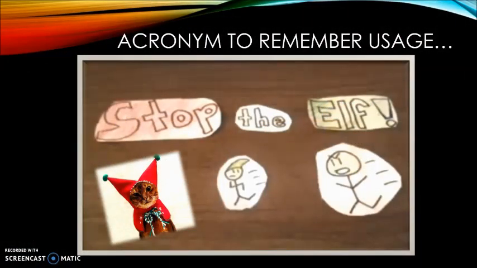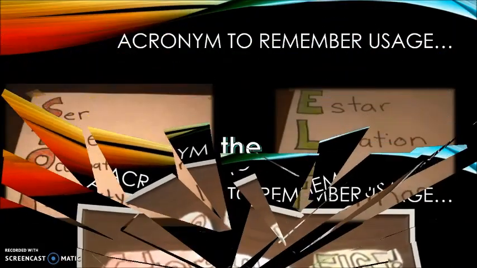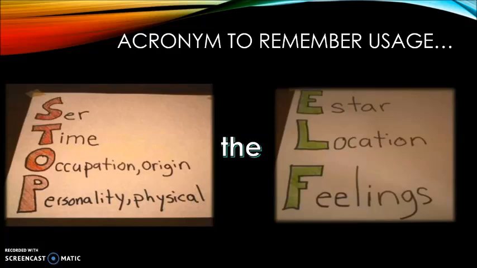Alright, so here's the acronym that we learned to help you remember the difference between these two to be verbs. So it's STOP the ELF. And what did that mean? So STOP stood for ser, and it broke down all of the reasons why we use ser, which is T for time. O is for occupation and origin, and you can also put opinion in there if that helps you. And then P is for personality and physical traits.